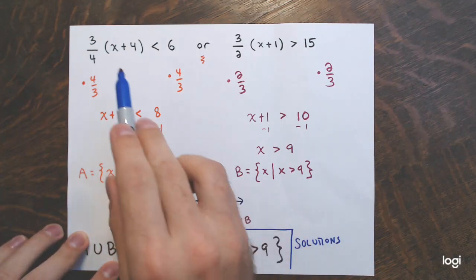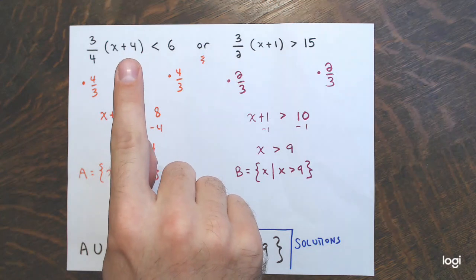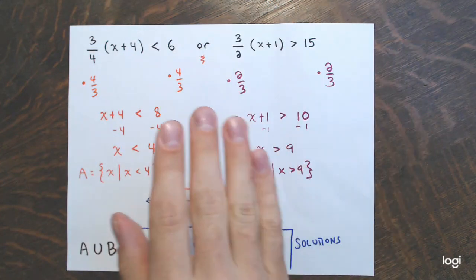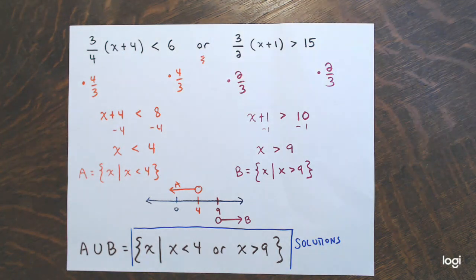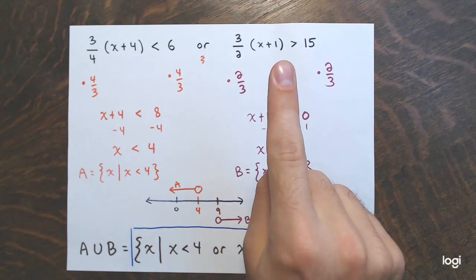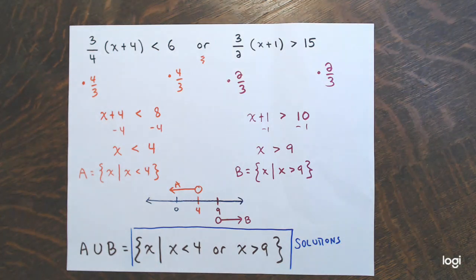This is a nice description of all the solutions of my compound inequality, and you can check it out. Plug in any number less than 4. This first inequality will be true. So the whole thing will, right? Again, as long as this one or both are true, the whole thing is considered true with the word or in there. Plug in a value greater than 9. This inequality will be true, so the whole thing will be considered true because at least one of them is.